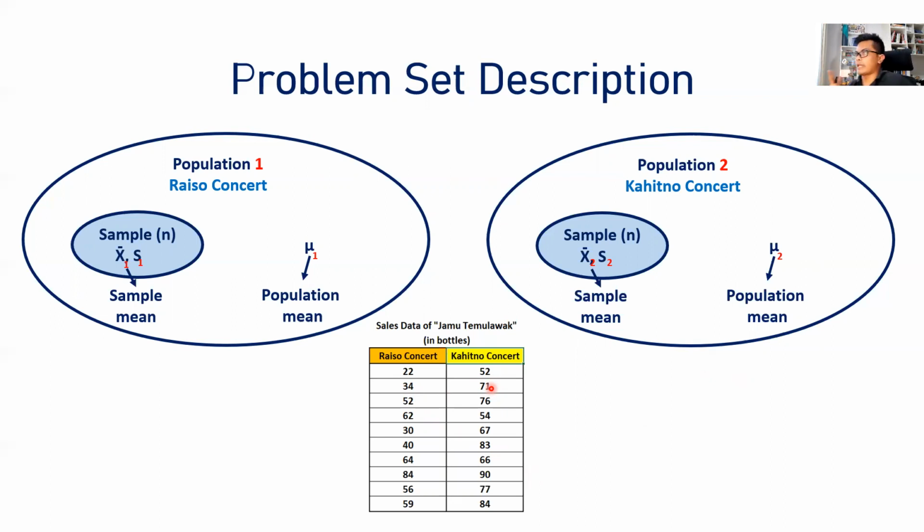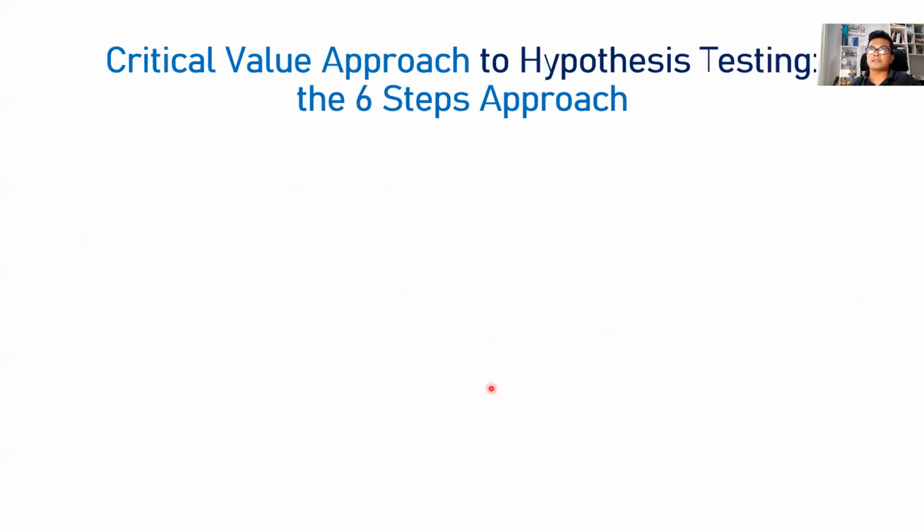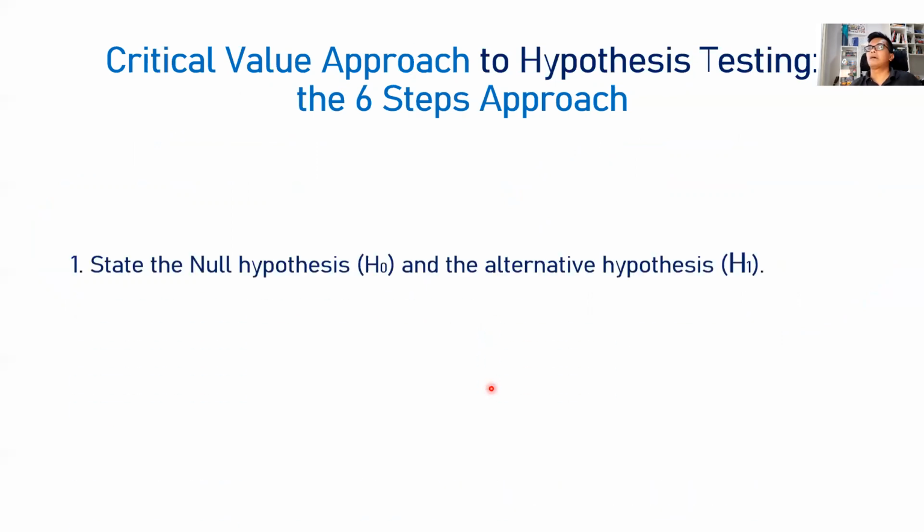Okay. So that's the problem set description. And then we are now going to determine whether the claim is correct or can be accepted or must be rejected. And what we are going to apply is the critical value approach to hypothesis testing, which includes six steps.